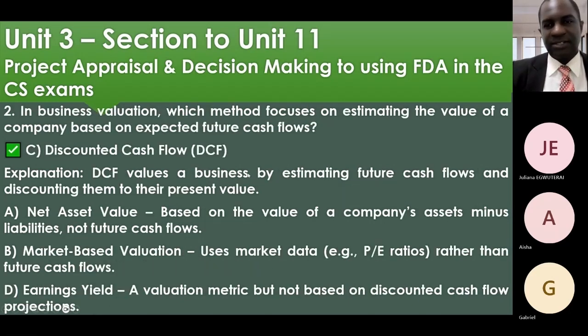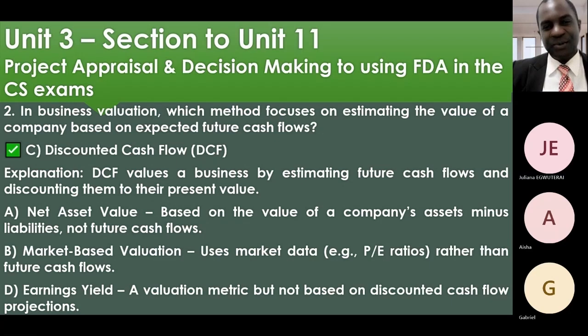Okay, so let's go. I know certainly you people will not score 100 in this one, I'm sure. Sleep was the factor. Oh my goodness. Sleep is the factor. So number 2, in business valuation.